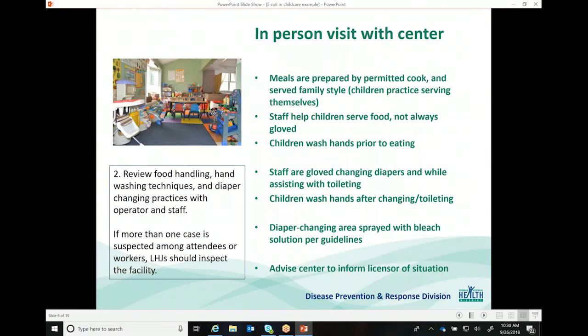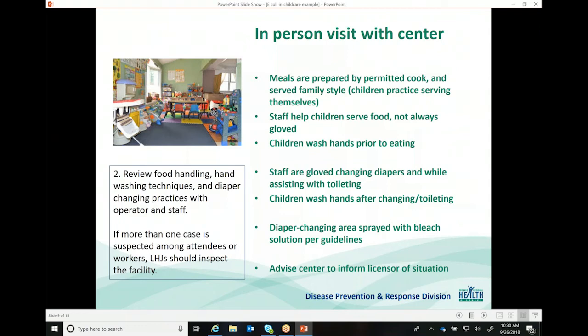So you decide to do an in-person visit, and we're doing this because we think that more than one case is suspected, and this should really be your minimum criteria. We're also concerned that there were exposures to other children while the child was ill at the center. So that's why we really want to do an in-person visit. And when you go there, you find that as far as meals go, they're prepared by a cook with a valid food permit, and they're served family style. And staff help children serve food but are not always gloved, and children and staff wash hands prior to eating and serving.